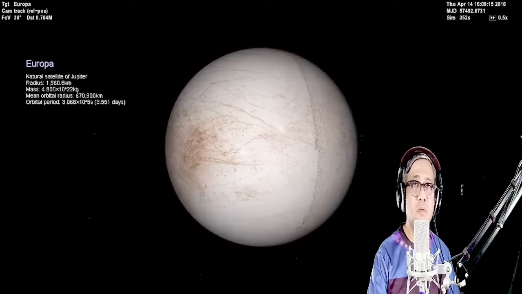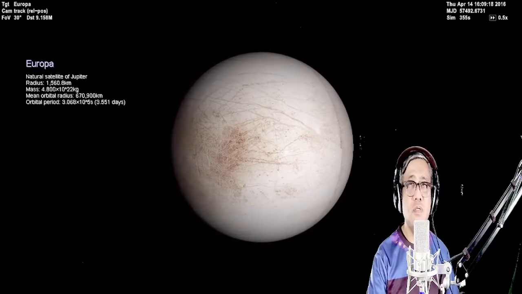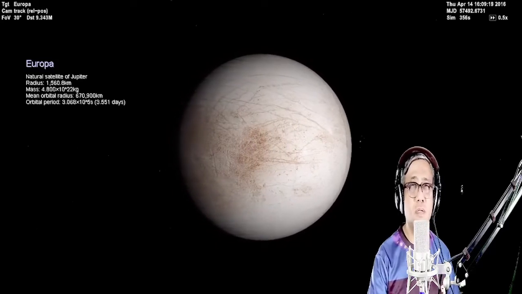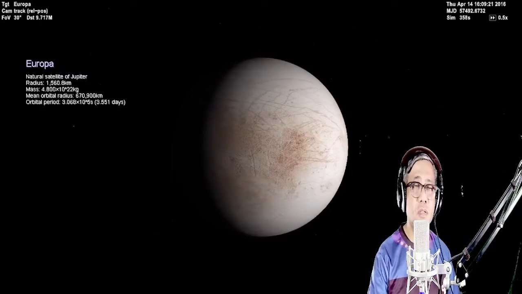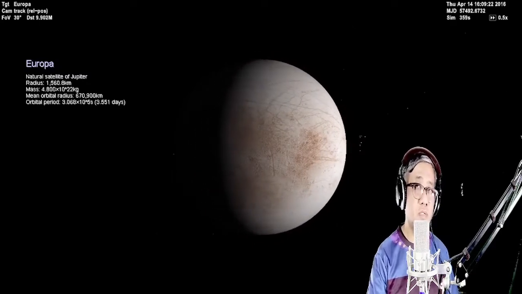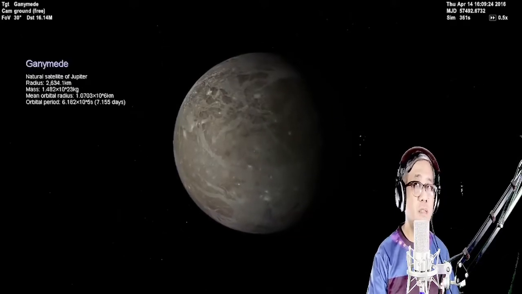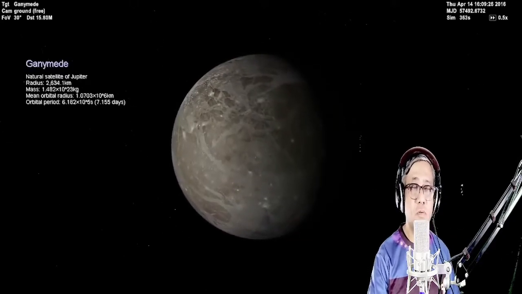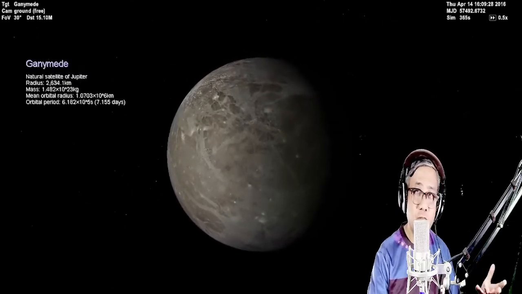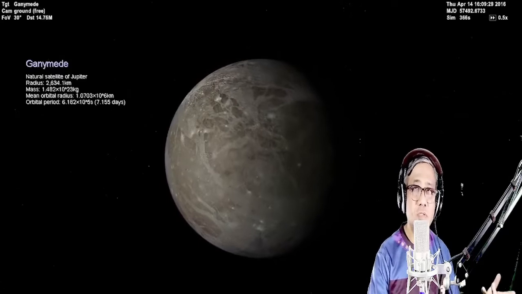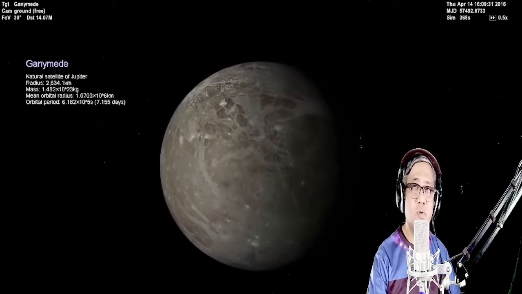And kung mapapansin niyo, Europa is covered with water ice. Ayan, puting-puti siya, water ice yan as observed by Voyager. And kung water ice yan, many astronomers believe na beneath that solid ice is liquid water. So Europa is a candidate for the existence of life because we know that the search for life outside the solar system is the search for water. Baka may tubig sa ilalim ng icy sheet of Europa.